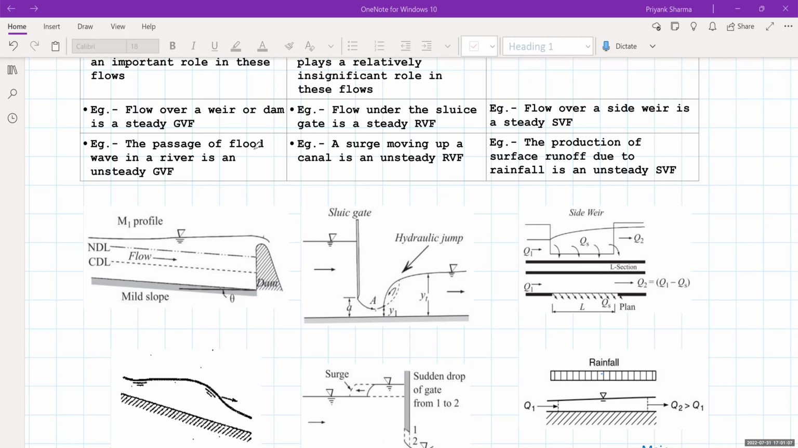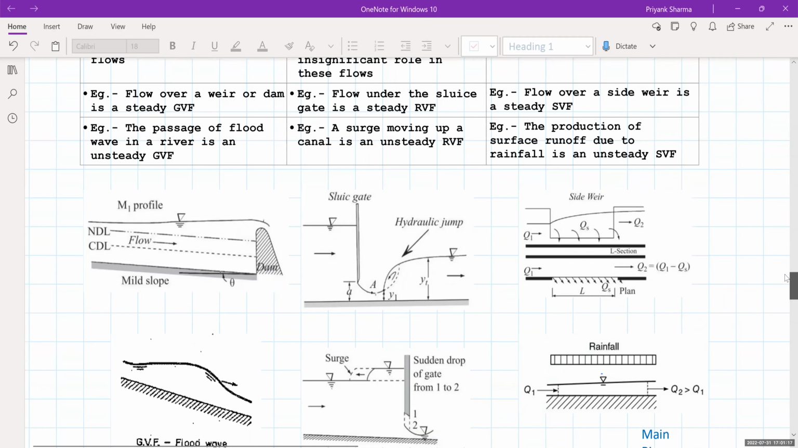Now, in case of a flood wave, that is in a river, it will be an unsteady flow, because flood itself is an unsteady event. So in case of a flood wave, it will be an unsteady flow. Let us say we are considering this section. At this instant the wave is this way. After some time the wave can be this way or this way. So the wave nature will change, and that is why this will be unsteady.